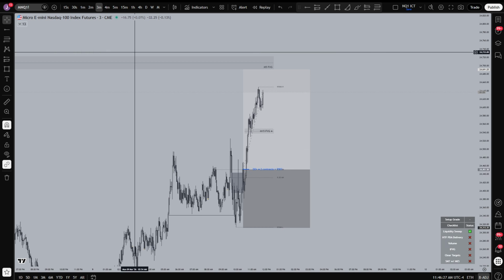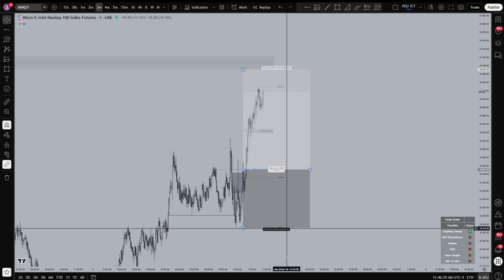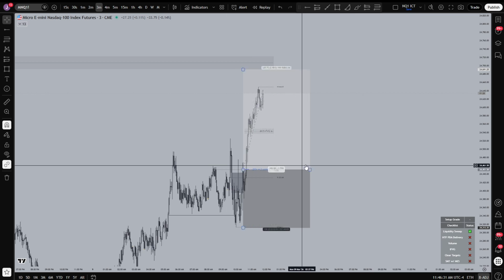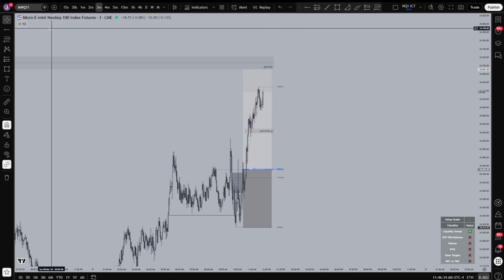Make sure that you're out of replay mode, and you see how it displays the session highs. This indicator is so sick, guys. It's so insane.